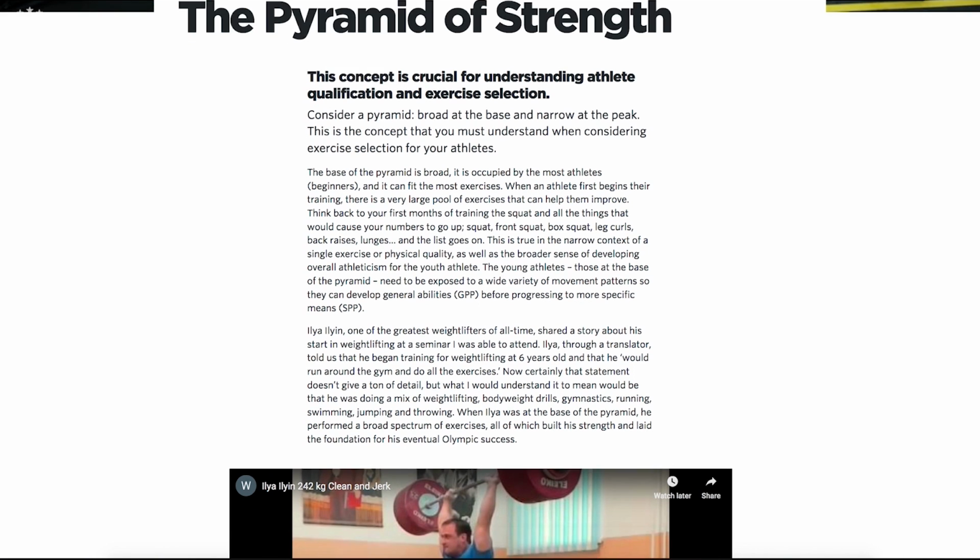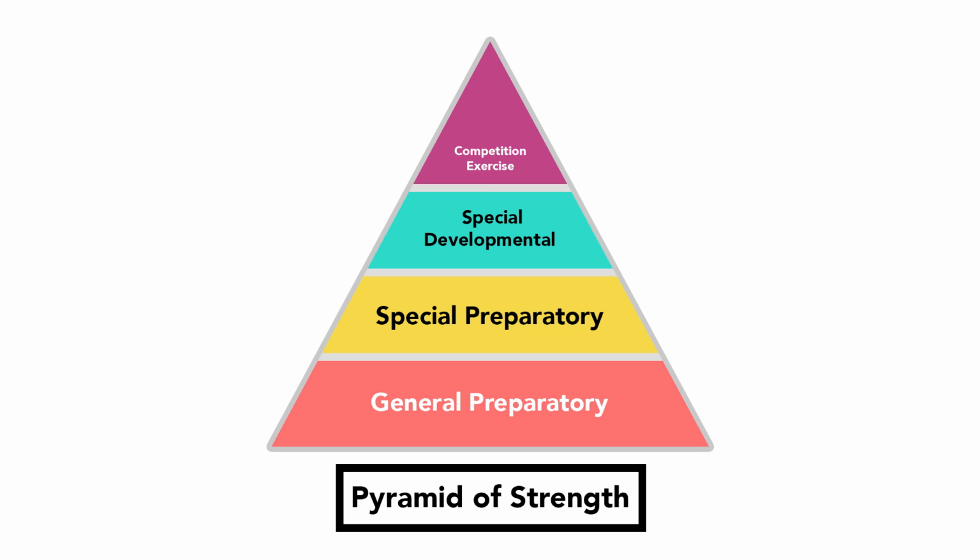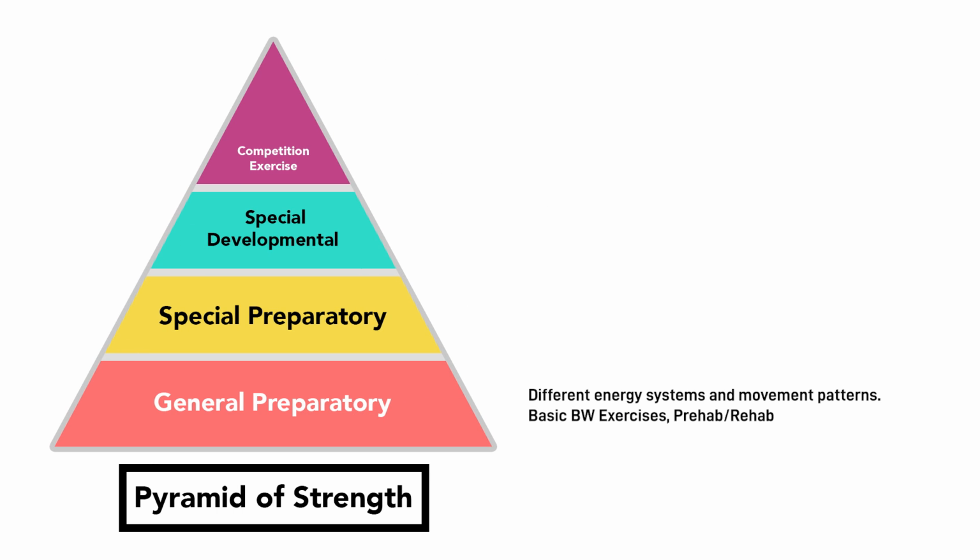Down at the bottom of the pyramid, we have general preparatory exercises. These are exercises with different energy systems and different movement patterns than what happens in the athlete's sport performance. This is going to be basic body weight exercises, prehab, rehab type of stuff. Really no transfer, just general fitness, the absolute bottom of the pyramid.